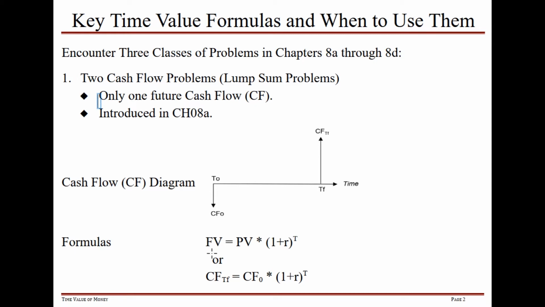The first one was FV equals PV times (1 plus R) to the T. And we noted that oftentimes in finance, we really want to focus on the cash flows of a project. So we could rewrite this as our cash flow at future time T is equal to the cash flow at time 0 times (1 plus R) to the T, where again, we're using common sense to worry about the signs of the cash flows and things like that.